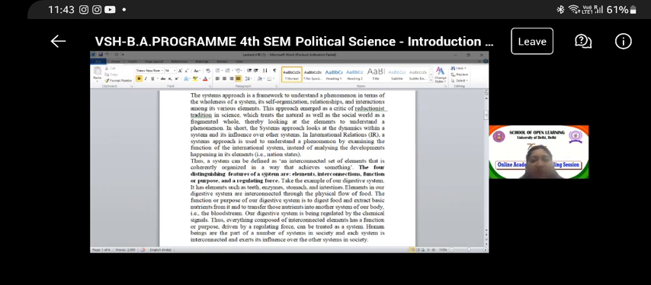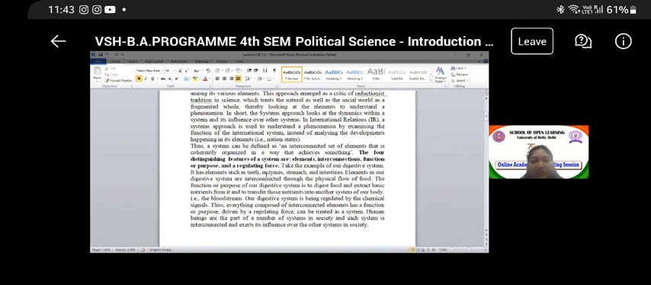Now, what are the four distinguishing features of a system? One is elements. One is interconnections, the kind of interconnections between them and how they are connected. There has to be one single point of connection between them. That function or purpose, what is the ultimate goal, what is the purpose? And fourth is a regulating force. There has to be some regulating force, some authority, some organizing idea, which has to be there to make it work. All right.